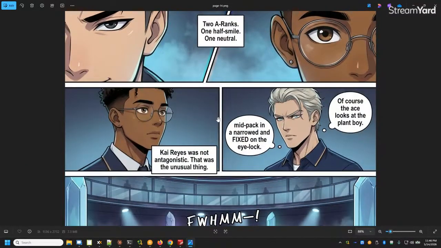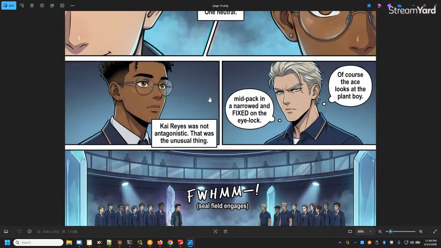Kai Reyes was not antagonistic. That was the usual thing. Mid pack in a narrowed and fixed on the eye block. I wonder, because he only gave the pills to Daniel and Imani, I wonder if he kills his own team. Of course, the ace looks at the plant boy.